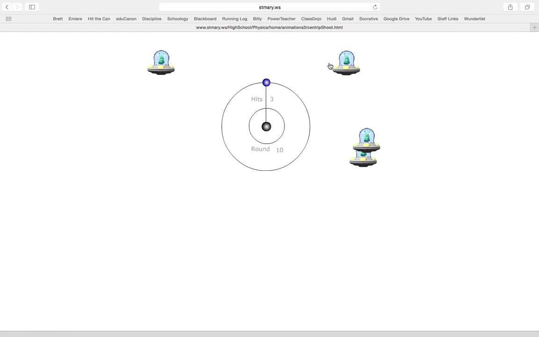Okay, so there's your strategy for hitting. Obviously, it's going to get a lot more difficult as this thing gets faster. Good luck.